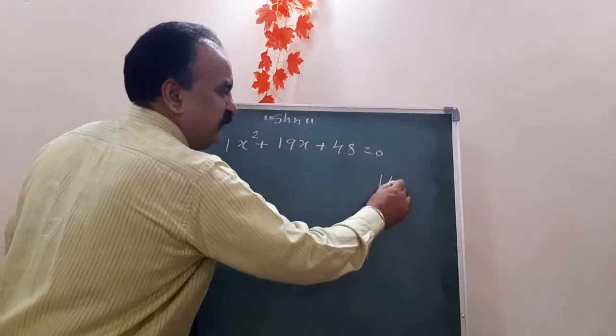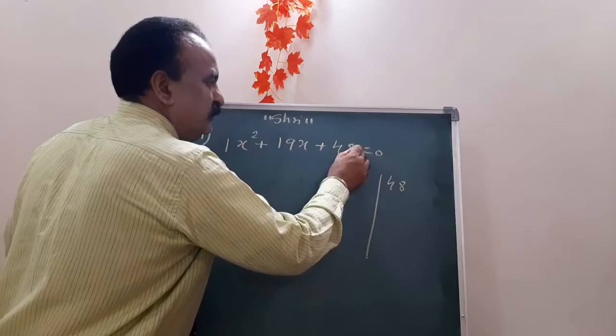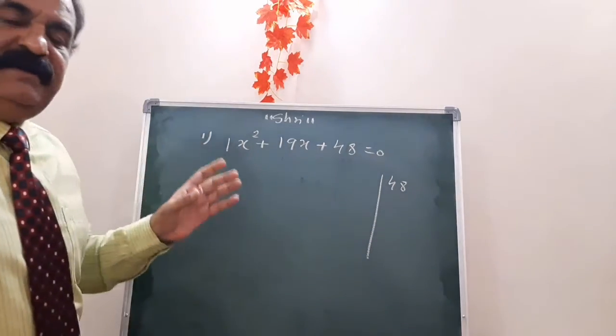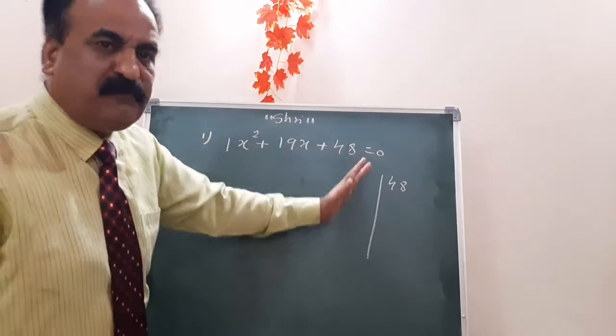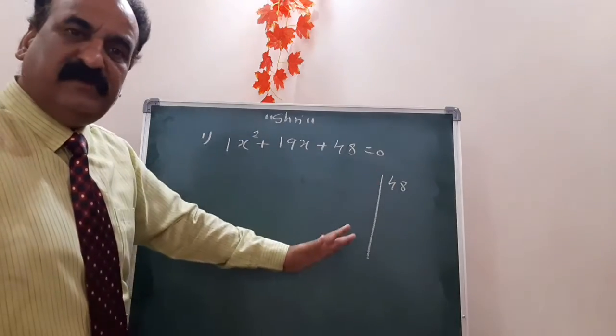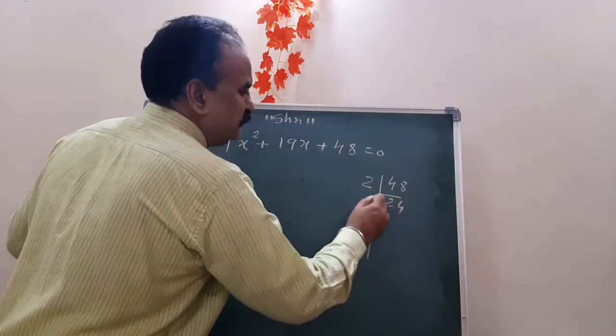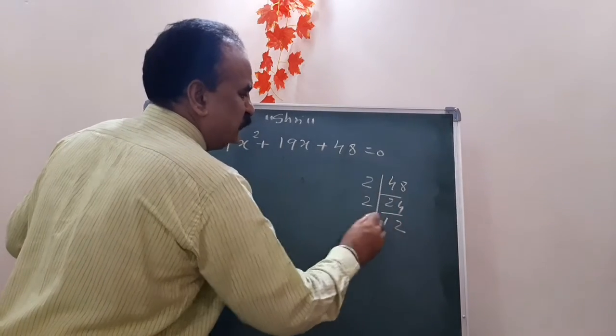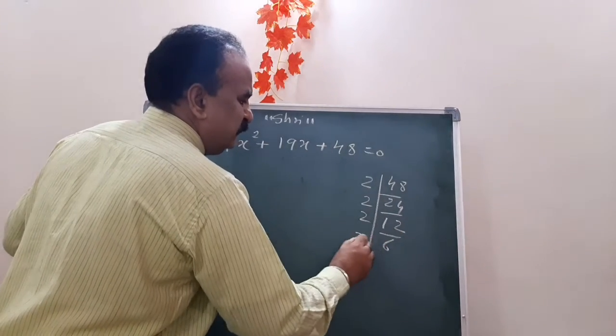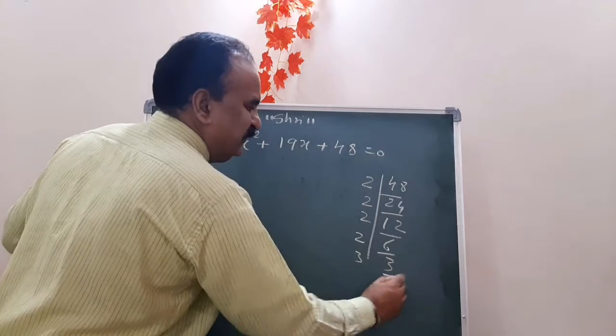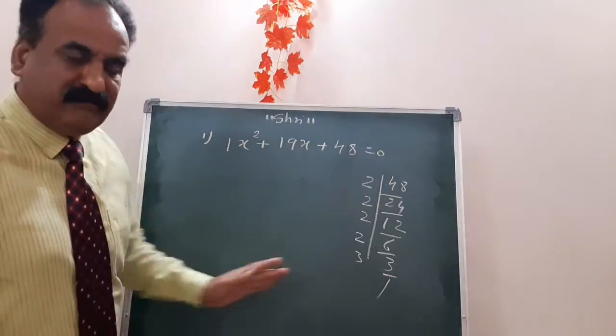Just you write here 48, and try to get the prime factorization of 48, so that you can find out the numbers. 2 24, 2 12, 2 6, 2 3, and 3 1. Now you can find the numbers.